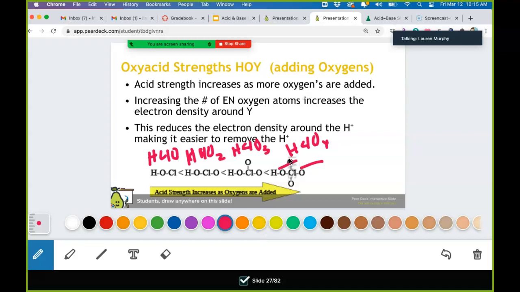All these oxygens are pulling electrons, and pulling really hard, and that hydrogen gets ripped off easier. So the more oxygens in an oxyacid, the stronger the acid is, because the more oxygens you add, the more difference in pulling and electronegativity you have, because oxygens pull pretty hard on electrons. So they'll pull the electrons away from the hydrogen, making the hydrogen not held as tightly.